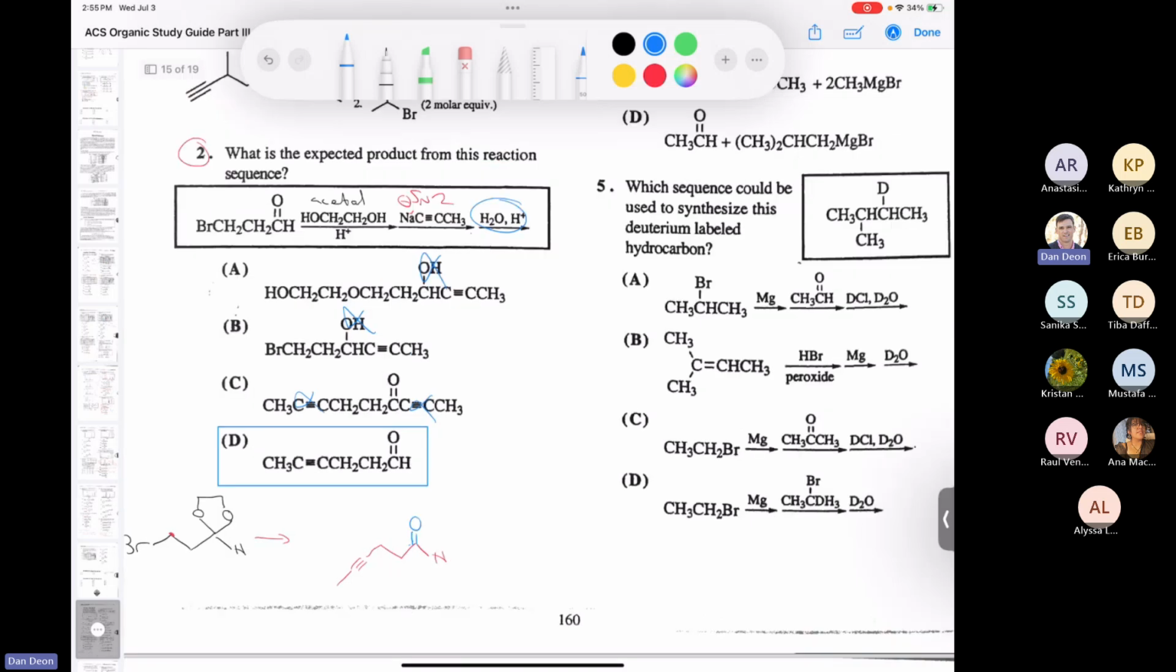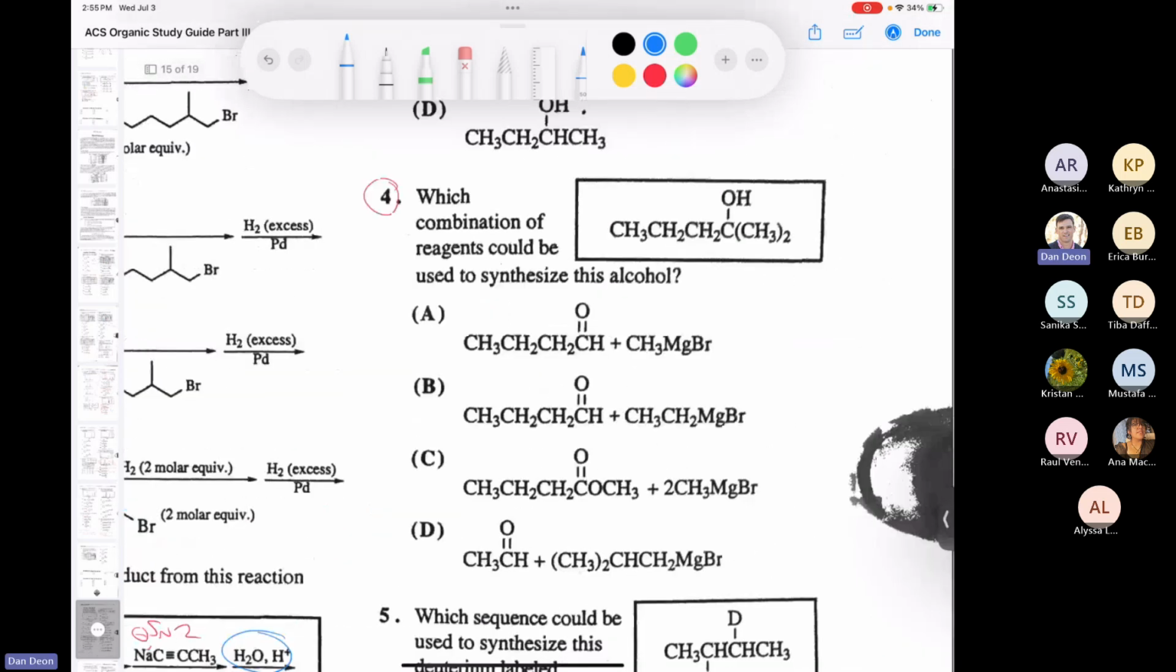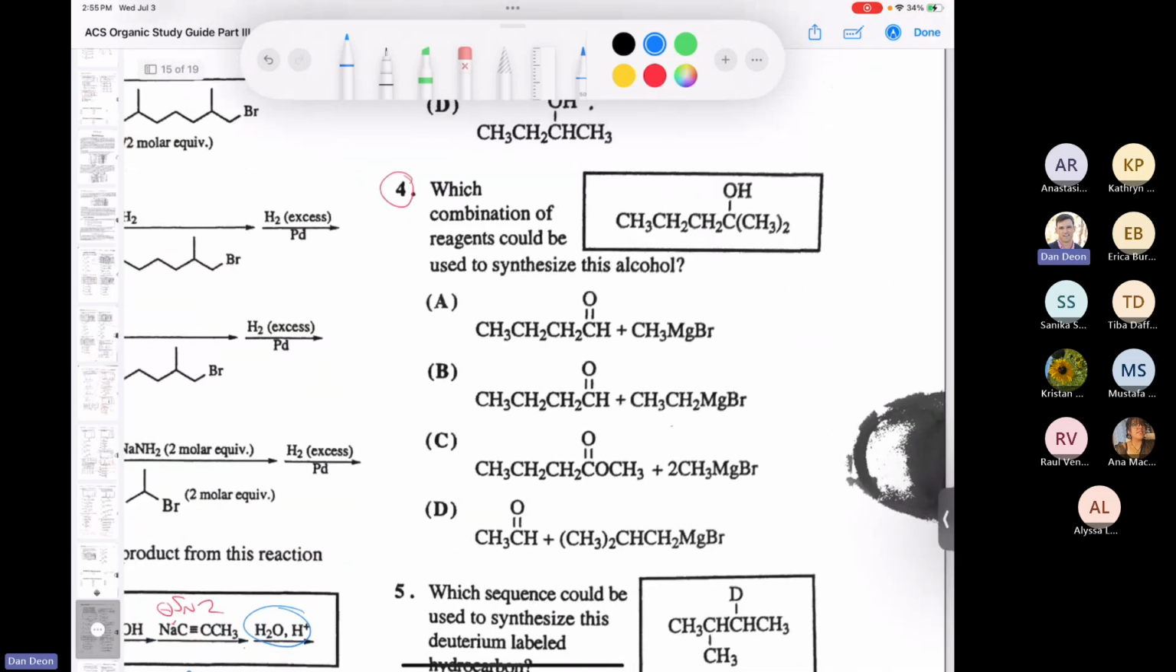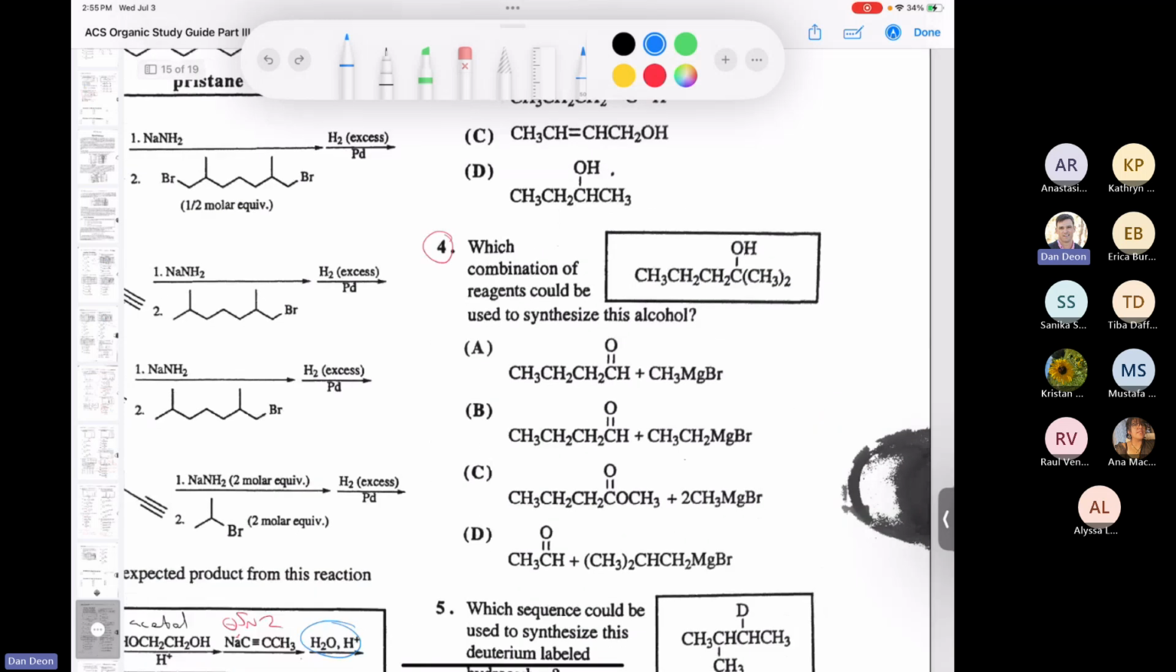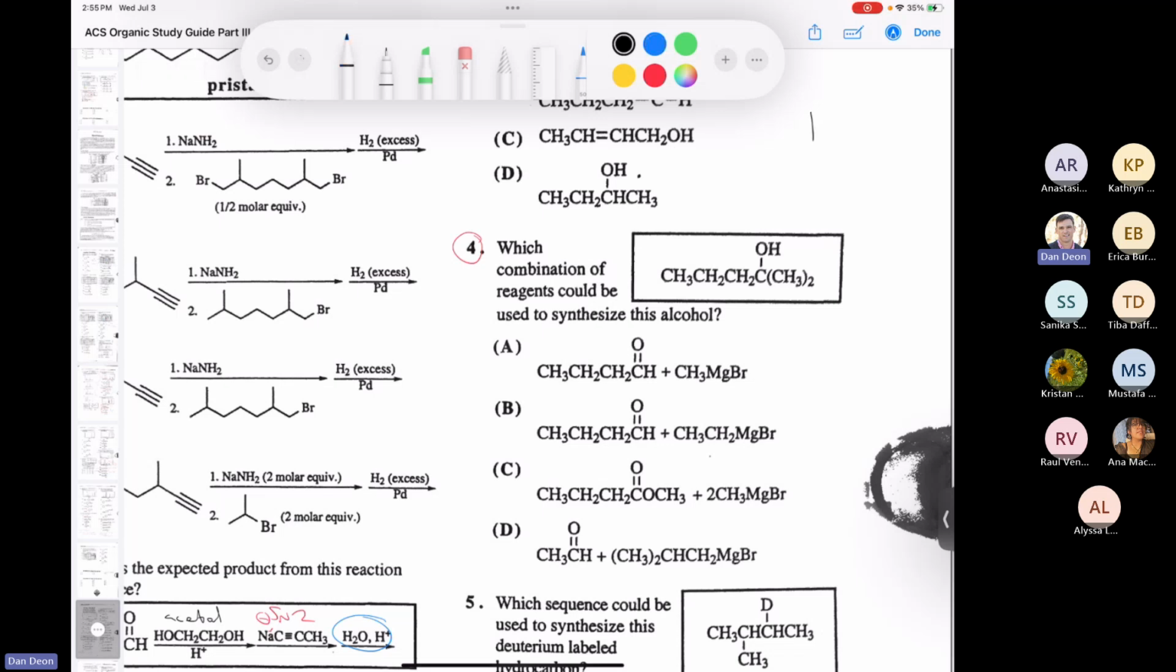Let's take a look at question number 4, which just says which combination of reagents would be able to synthesize this alcohol. So we have two methyl groups here, and then we have a propyl group over here. So if you just draw a quick bond line structure, the compound would look like this. You have an alcohol, methyl group, and then you have 1, 2, 3 for your propyl group, like that, okay?